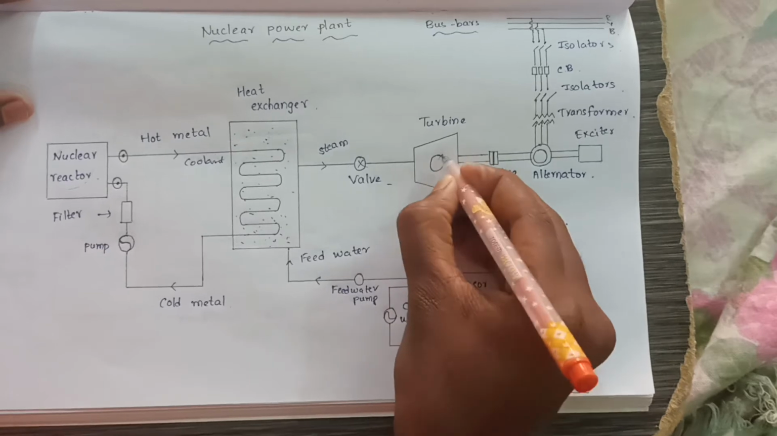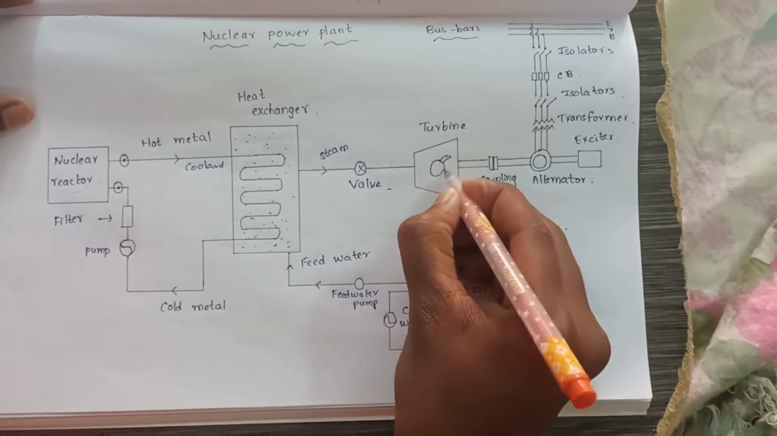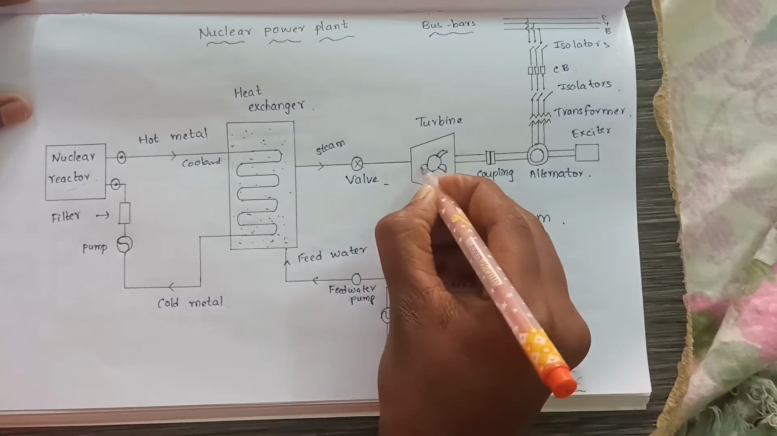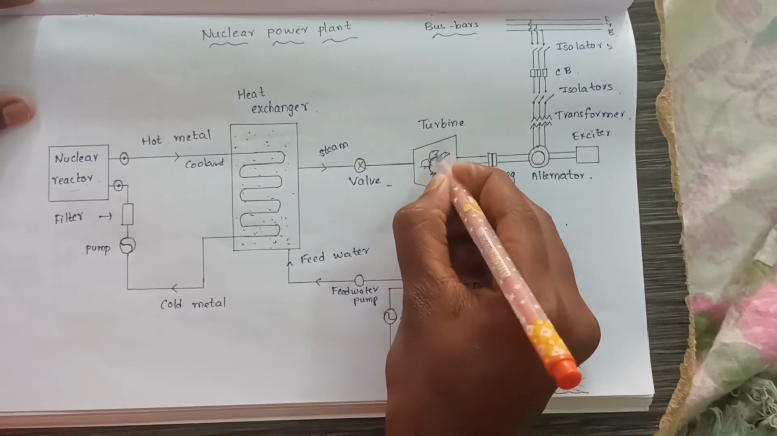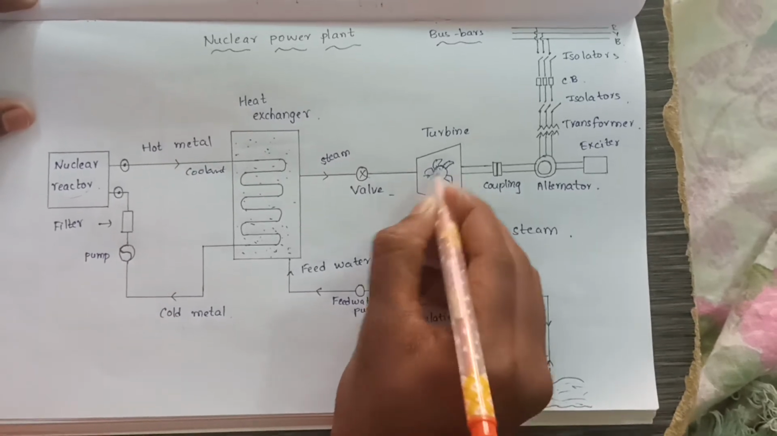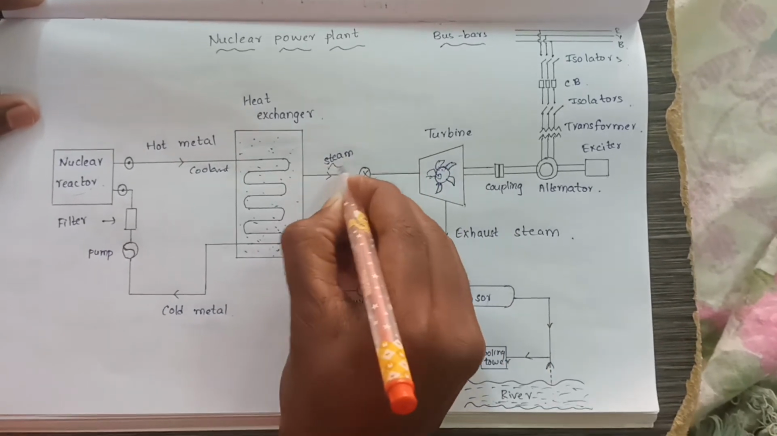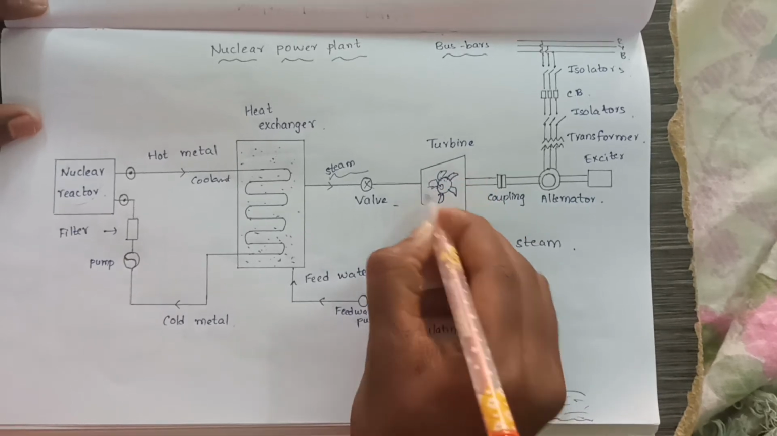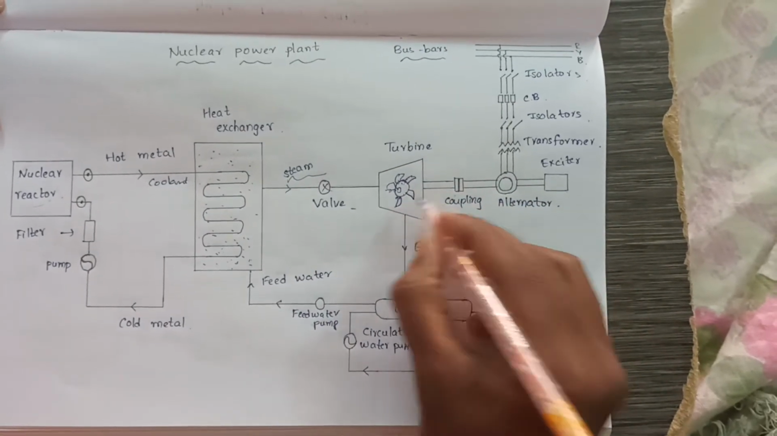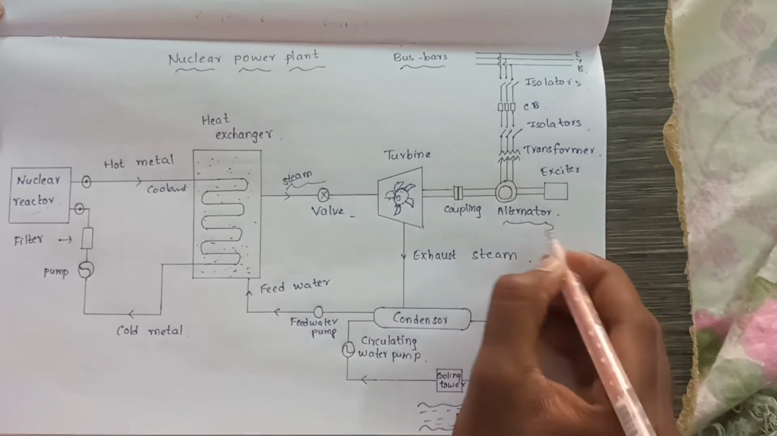Here the turbine is like this. It has a blade, bucket-like shape. We call them turbine blades. So this steam goes and hits these turbine blades, and the turbine starts rotating. So we are converting the steam energy into rotation of the turbine, that means mechanical energy.